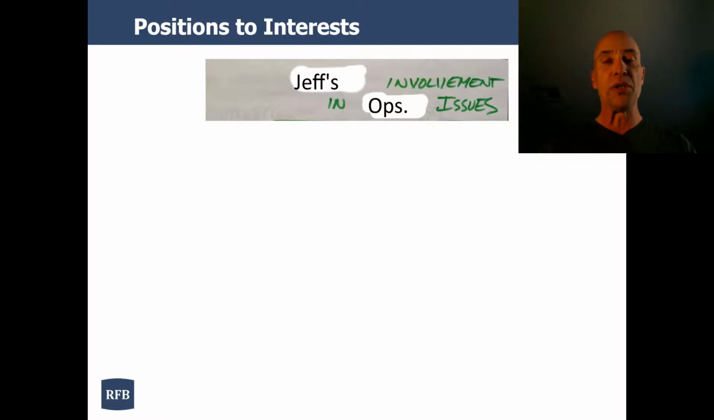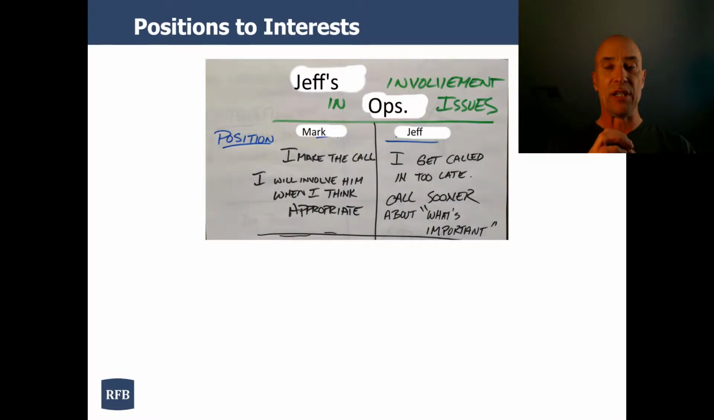So then the question was, okay, so what do you each want to see happen? And that came to their positions. So Mark's position was really simple. Mark is over operations, and Mark said, I make the call, and I will involve Jeff whenever I think it's appropriate. So turn to Jeff. Jeff, very simply, what is your position? And Jeff said, I get called in too late. I want to be called sooner about important issues.